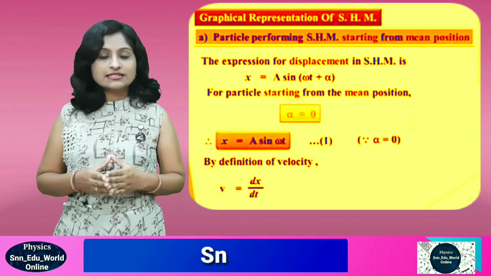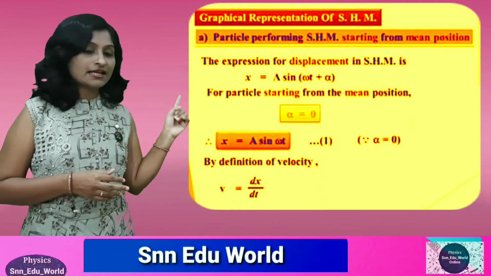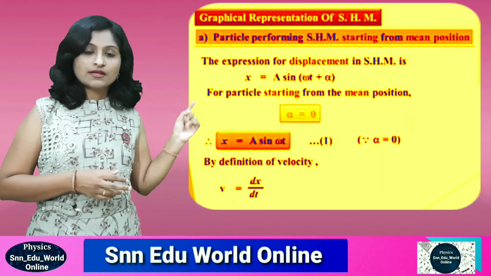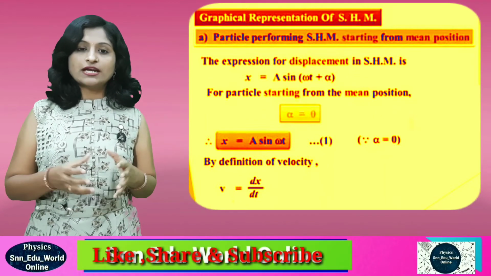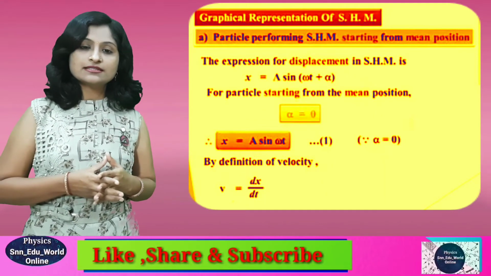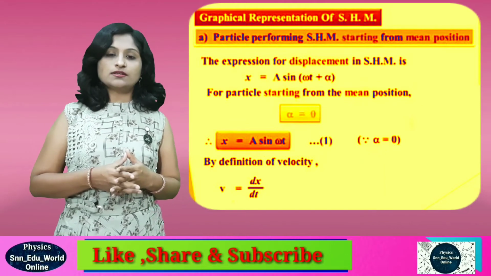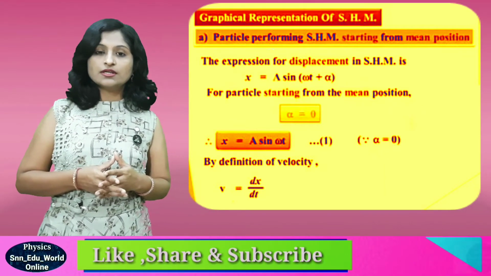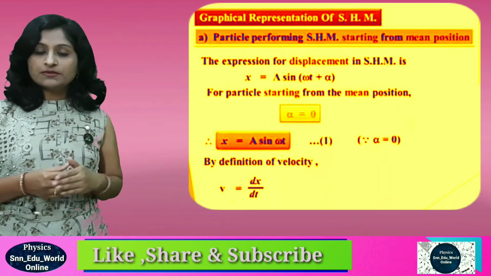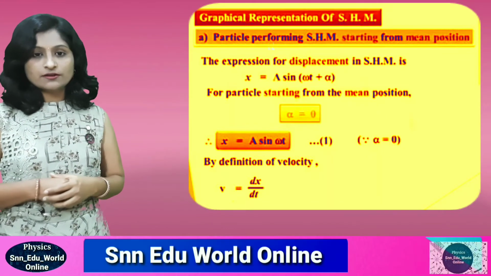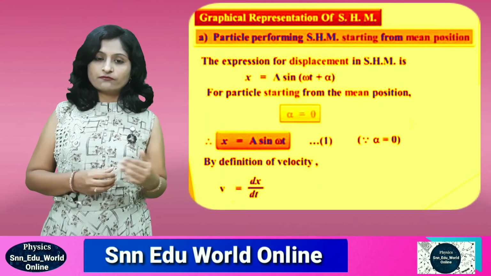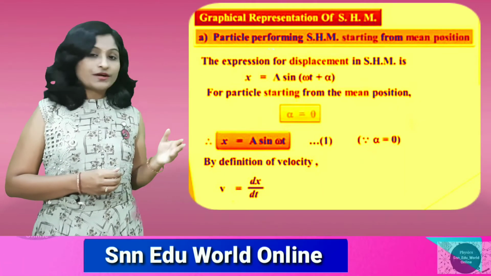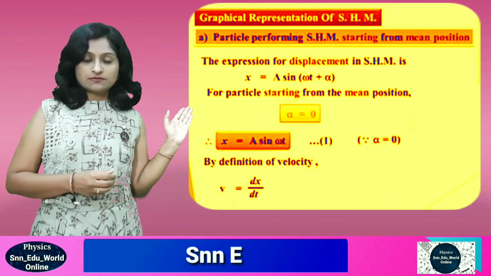So the condition for the displacement: when a particle starts from the mean position, we get x equals a sin(omega t plus alpha). Now alpha is 0, that means displacement is a sin omega t only. So this is the expression for displacement. Now move towards the velocity. How to find the velocity from this displacement?